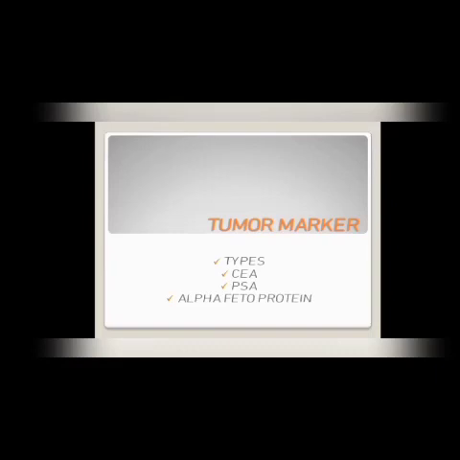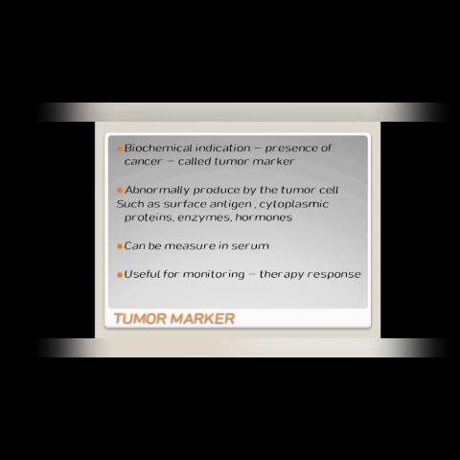In this video, we are going to see about tumor markers and its types. In types, CEA, PSA, and alpha fetoproteins. These are the types of tumor marker we are going to see in this PPT. And we'll go to the PPT. Okay, tumor marker. What is a tumor marker?